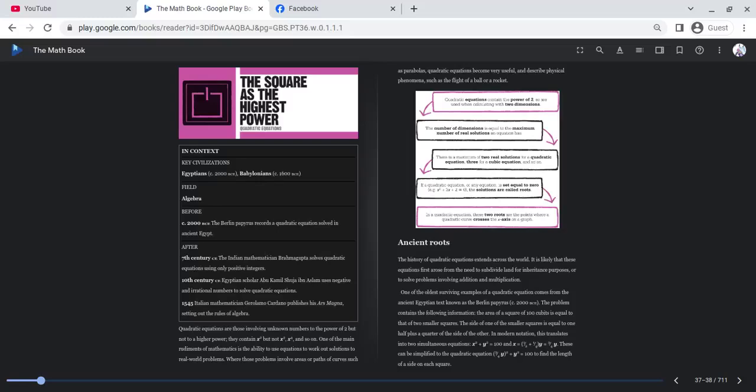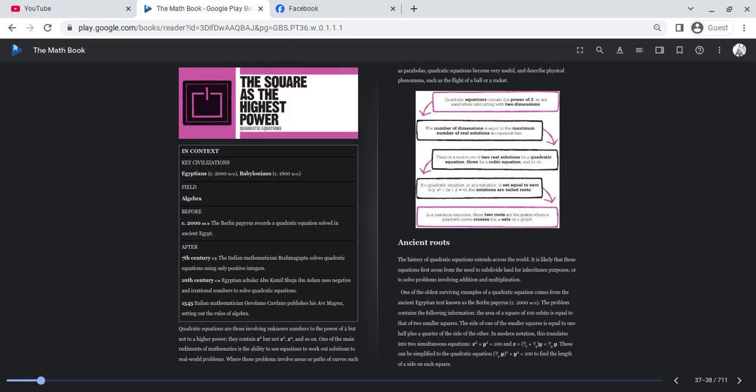The square as the highest power: quadratic equations. In context, key civilizations: Egyptians, circa 2000 BC, Babylonians, circa 1600 BC. Field: algebra. Before, circa 2000 BC, the Berlin Papyrus records a quadratic equation solved in ancient Egypt.